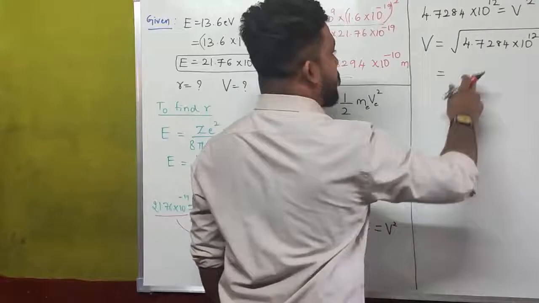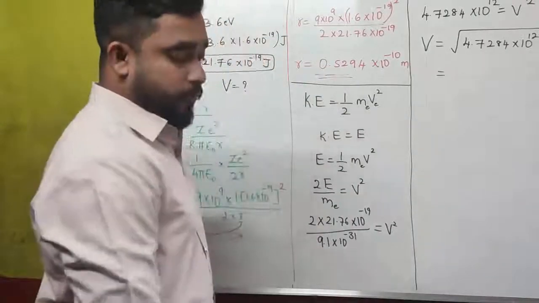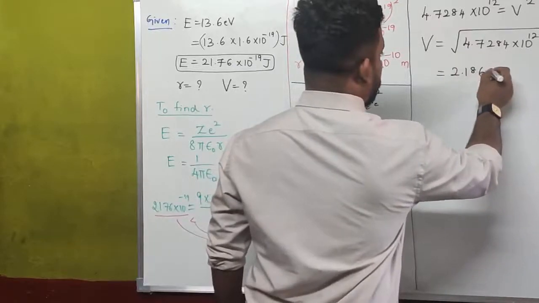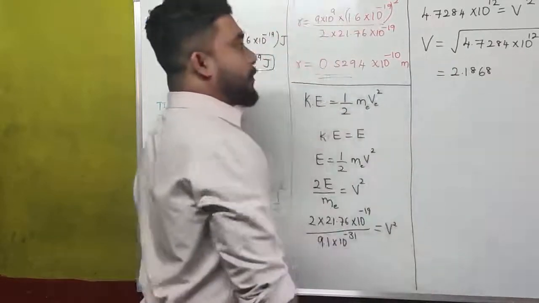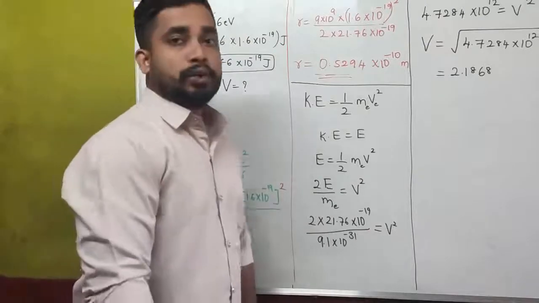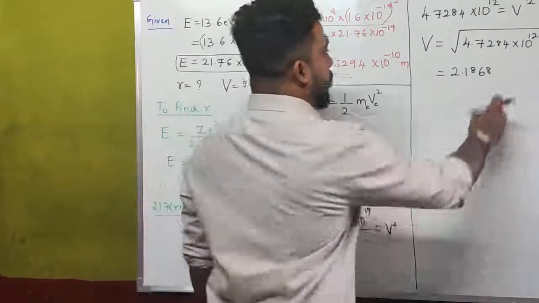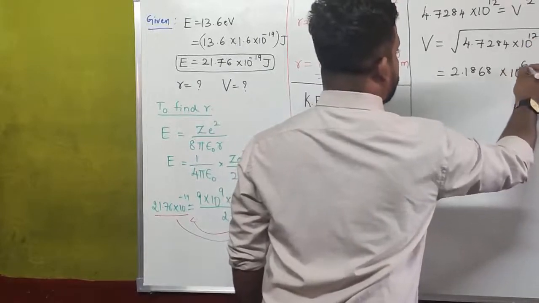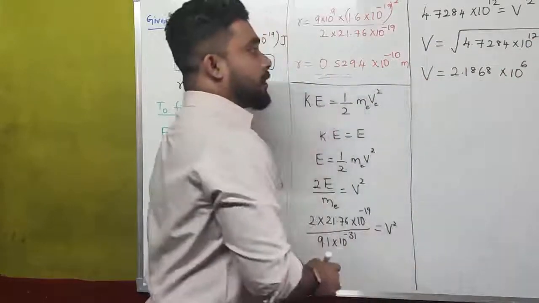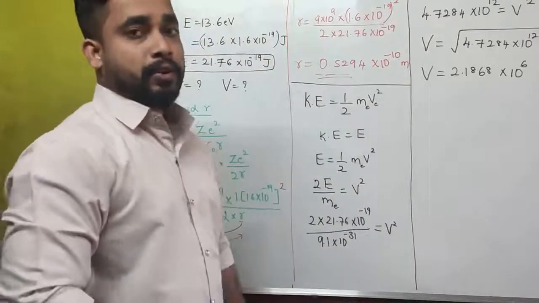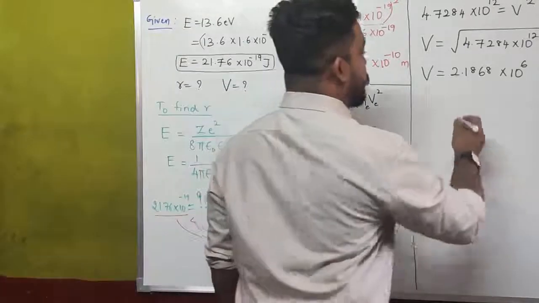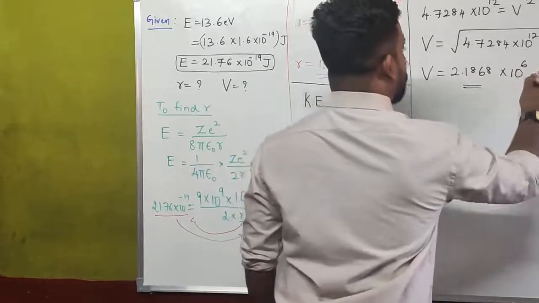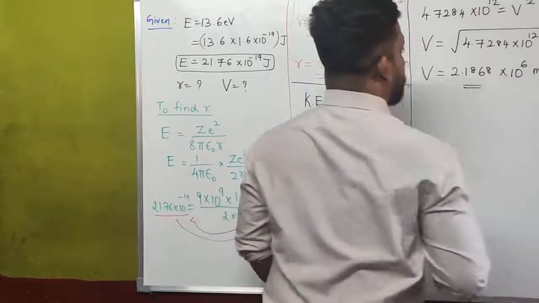The square root of 4.7284 is equal to 2.1868, and the square root of 10^12 is equal to 10^6. Actually, the value of the velocity of an electron around a nucleus is equal to 2.1868 × 10^6 meter per second.